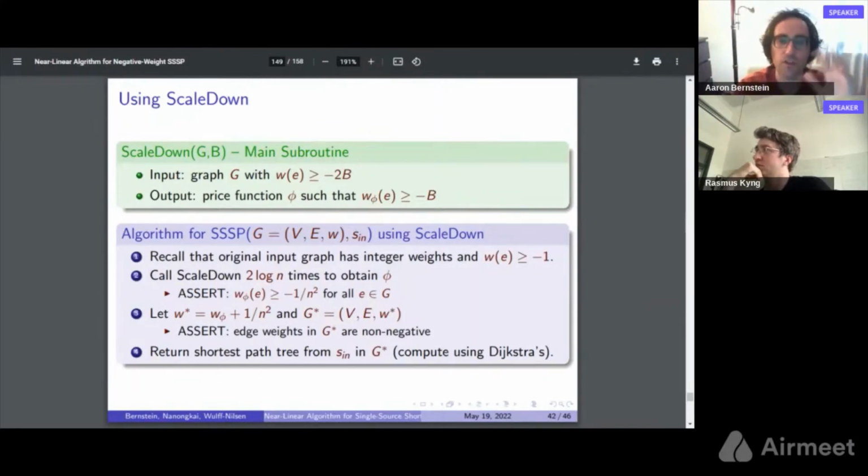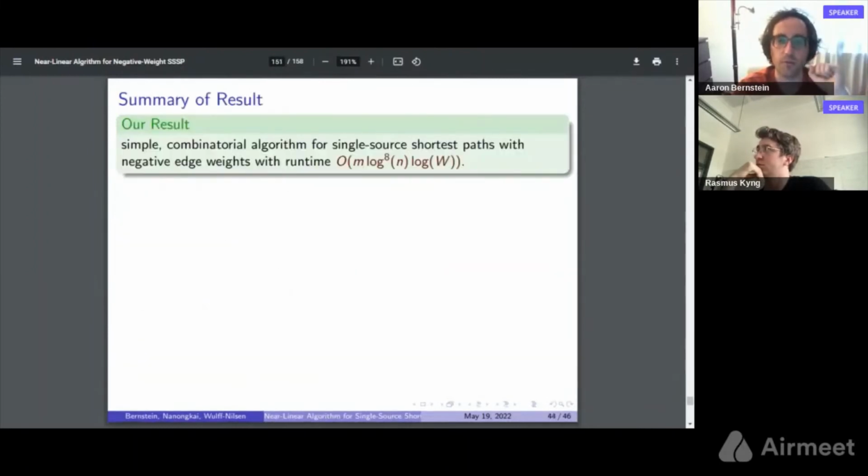Okay, so we showed how to do the scale down subroutine. So let me just end by giving a summary and open problems. So the summary is that for negative weight shortest paths, we have an algorithm with running time m to the log eighth.